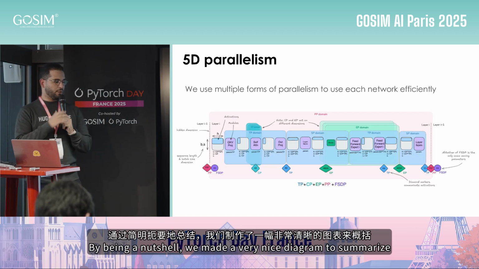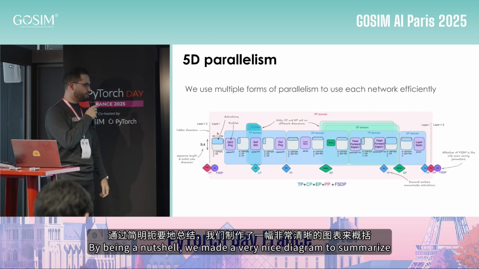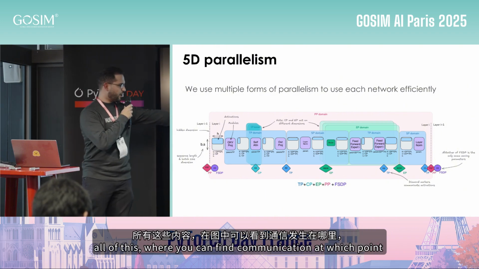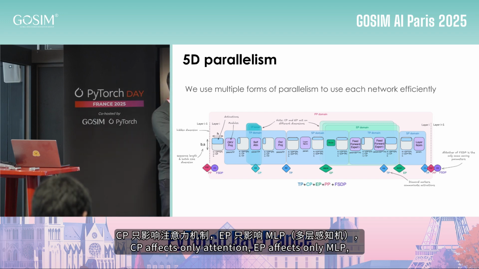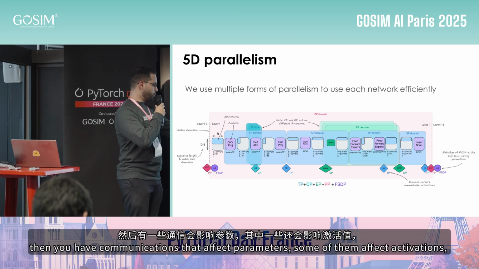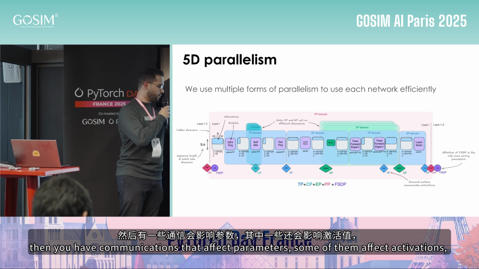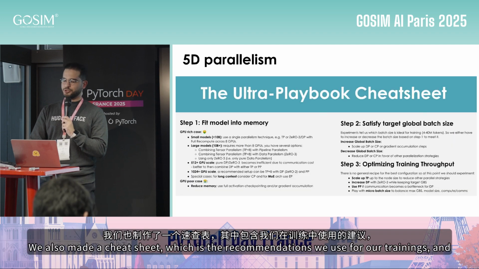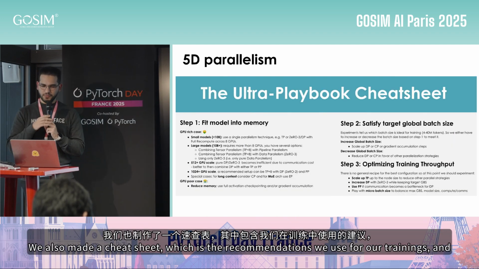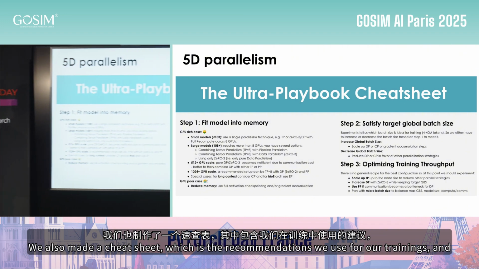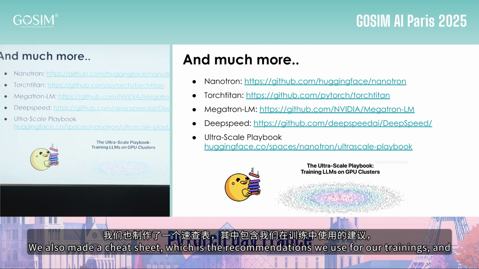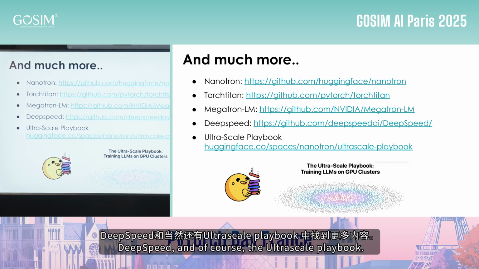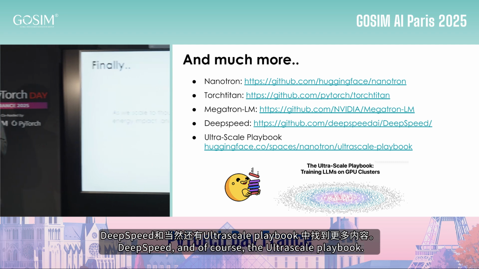5D in a nutshell: we made a very nice diagram to summarize all of this, where you can find the communications, at which point CP affects only attention, EP affects only the MLP. Then you have communications that affect parameters, and some of them affect activations. This helps summarize it. We also made a cheat sheet, which has the recommendations we use for our trainings. And you can find much more in Nanotron, TorchTitan, Megatron, NeMo, and of course the Ultra-Scale Playbook.